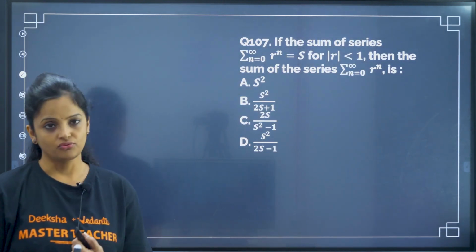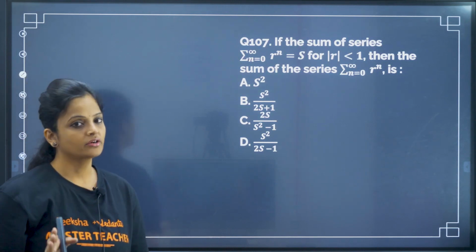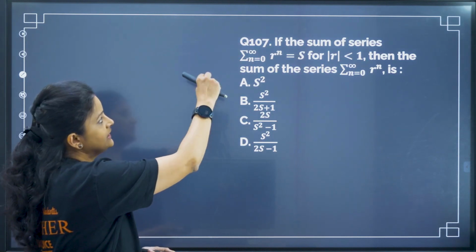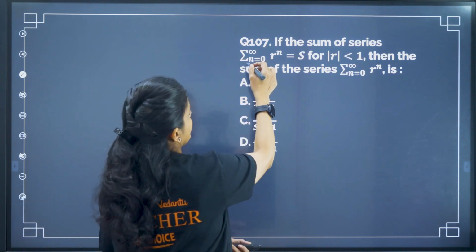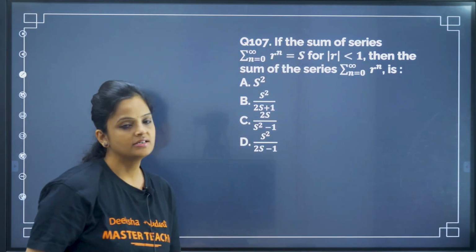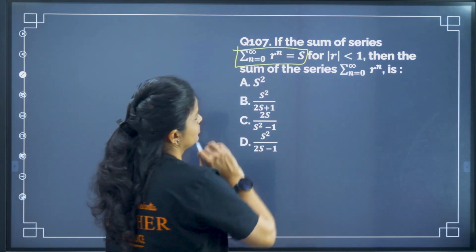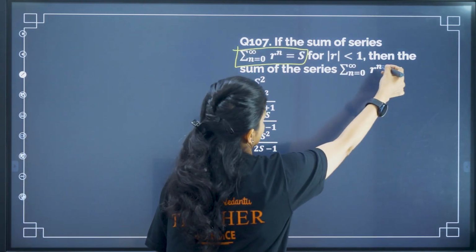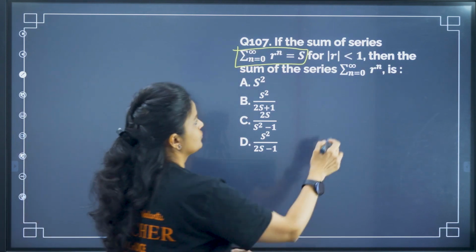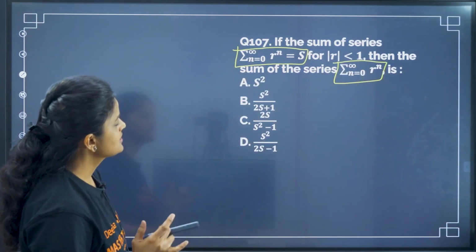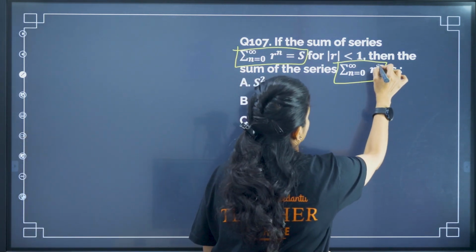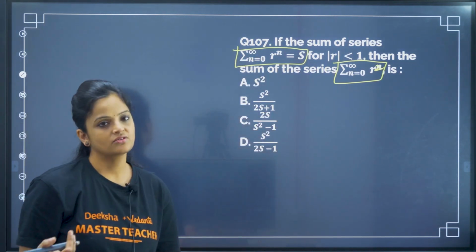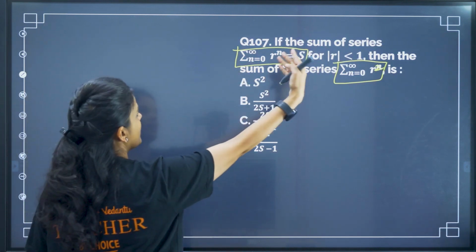107th. If the sum of series, I hope if you are doing the mock test paper, you would have seen this question before. Isn't it? How many of you have seen? Just check. If the sum of series, summation n equal to 0 to infinity, r power n is equal to s. This is one condition. Then mod of r, that is a mod r, not a determinant, mod r is less than 1. Then the sum of the series, summation of... I think something is wrong here. This has to be square. Check your question paper. Okay, it has to be square. Otherwise, both are same, so the answer would definitely be yes. And the option is also not there. It has to be r square.